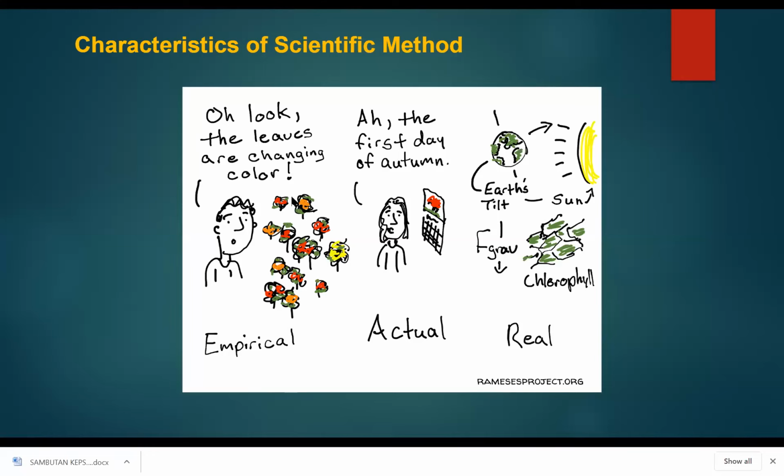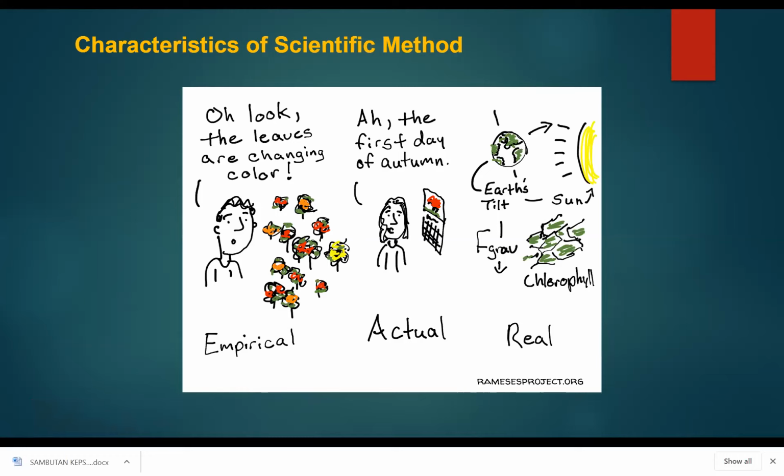So the one who thinks empirically will think, oh look, in the autumn the leaves are changing color. So if you're thinking empirically, you will think, oh, it is autumn, so the leaves are changing color. Berarti kalau musim gugur, apa? Daun akan berubah warna. It is empirical. Okay. But empirical is different from actual. Actual means not kekinian, ya, actual. So now it is autumn. Okay, it is actual thinking.